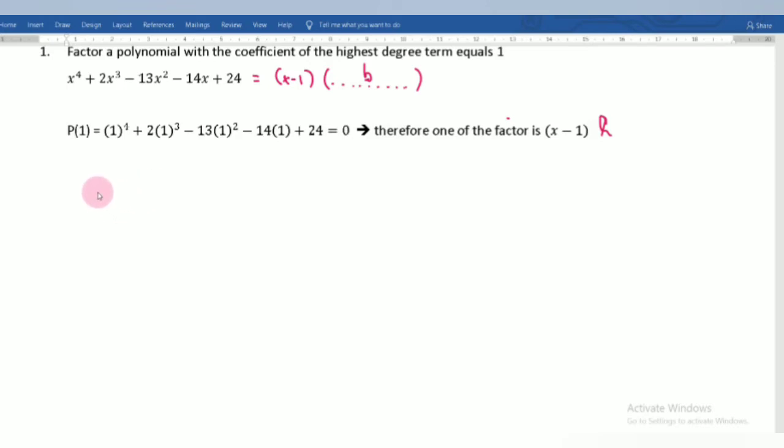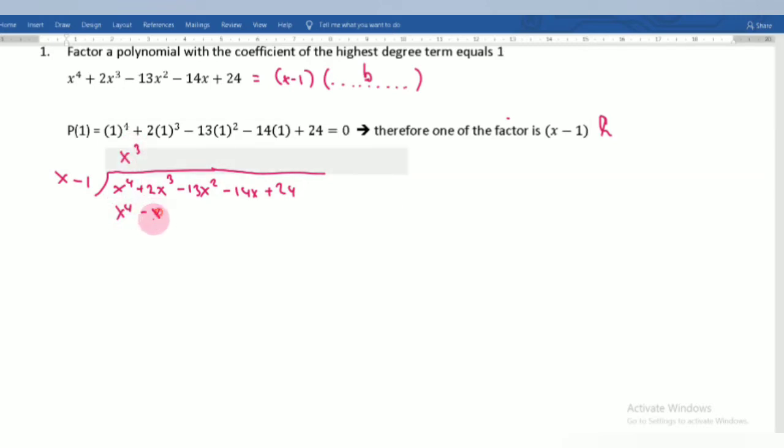Okay, so let me just use it. I will divide x to the 4th power plus 2x cubed minus 13x squared minus 14x plus 24 by x minus 1, since this is one of the factors. So let's just use it. X cubed, so it is x to the 4th power minus x cubed. You subtract it, it became 3x cubed minus 13x squared.